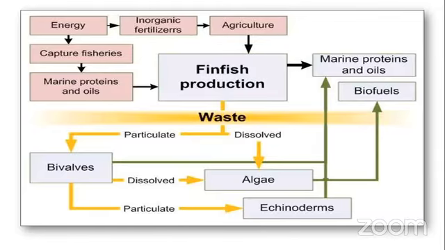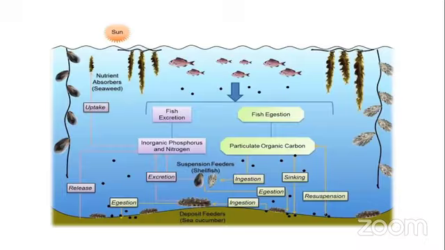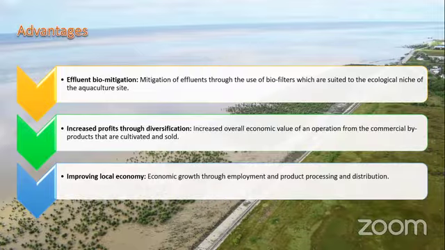Next slide, please, ma'am. As you can see, fish production is there. Marine proteins and oils, biofuels, algae, echinoderms, bivalves. Many things are there. Next, ma'am. So advantages of integrated multi-trophic aquaculture system: effluent biomitigation, mitigation of effluents through the use of biofilters, which are used to the ecological niches to the aquaculture side, increased profit through diversification, and improving local economy.